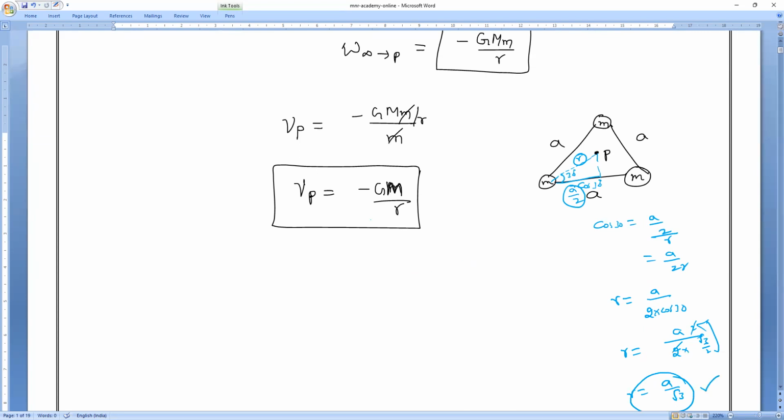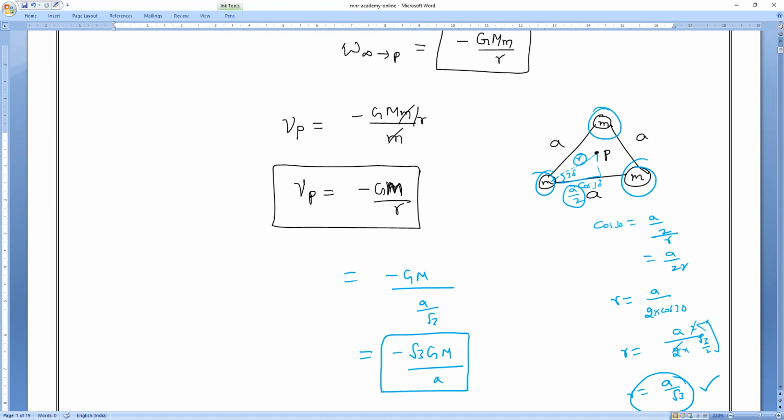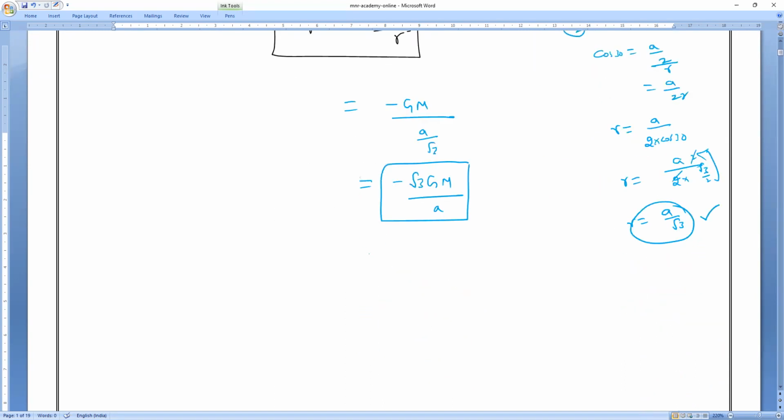Now we replace it in the formula. Minus G into m divided by r, where r is a by root 3, turns into minus root 3 GM divided by a. This is for one body. We have three bodies of the same mass and the same distance, so it is 3 times this, which equals minus 3 root 3 GM divided by a. So this is the answer we got. Am I right, everybody? Yes, sir.